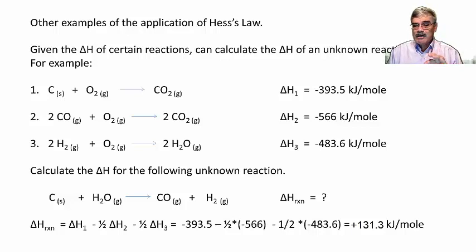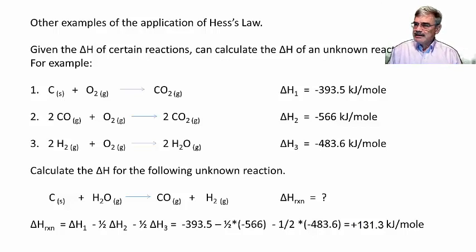And if you write it all out in that manner, just write them all out as a string. Reaction 1, then reverse the sign of reaction 2 and cut the stoichiometries in half. And then reverse the direction of reaction 3 and cut the stoichiometries in half. And then cancel everything out that needs to be canceled out. You know what you'll wind up with? The unknown reaction. It works.